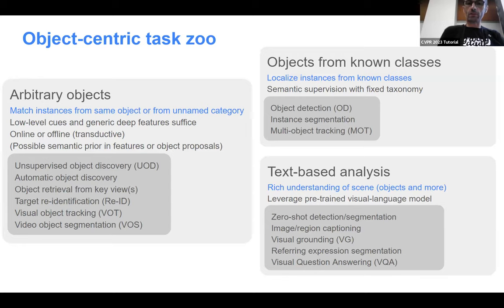And there are here a few tasks which are sort of prototypical: doing zero-shot detection of objects or segmentation, captioning a specific part of an image, visual grounding, which is to localize text, or referring expression segmentation, which is a similar task where, given a descriptive text, you want to segment the part of the image which corresponds to this description. And going forward, you might want to answer visual questions about your visual scenes, etc.